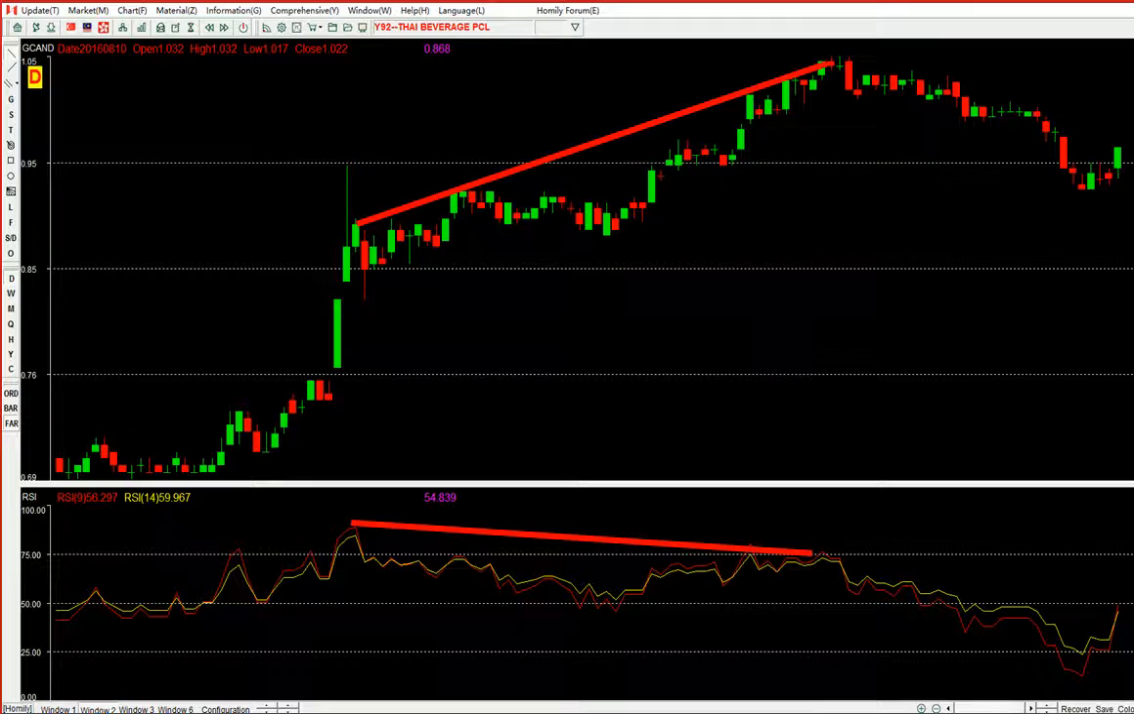Then in this one, we can see the high point of the stock price is higher, but the RSI high points are lower. This is the top deviation. We should sell quickly. When to sell? If you see the two lines go down, you should sell quickly, because this is the top deviation.